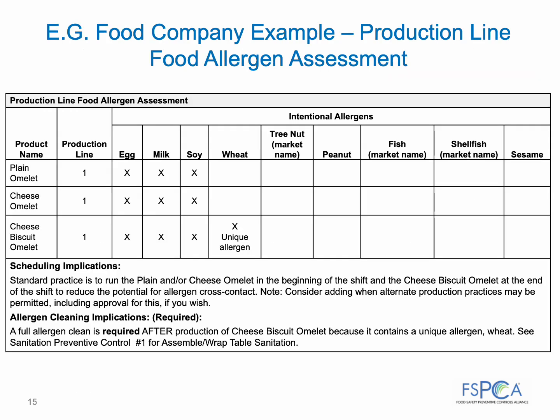An example of a production line allergen assessment for the E.G. Food Company appears above. Only one product, the cheese biscuit omelet, has a unique allergen, wheat. Scheduling implications and cleaning implications are noted, illustrating that the cheese biscuit omelet is run at the end.